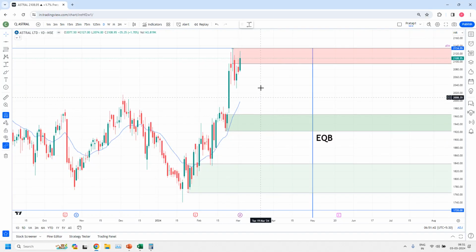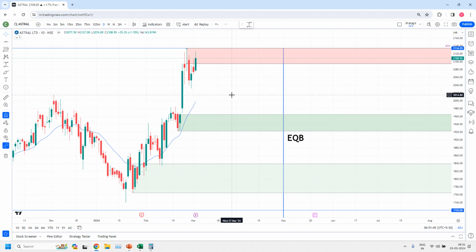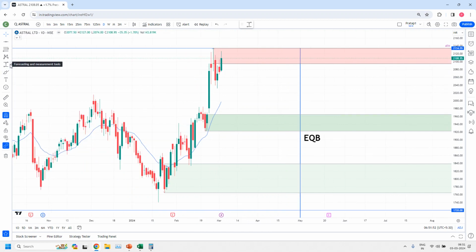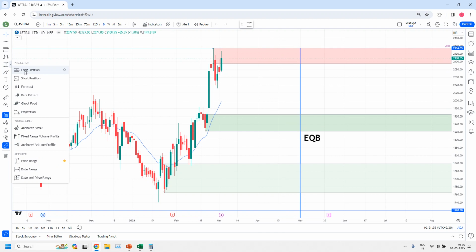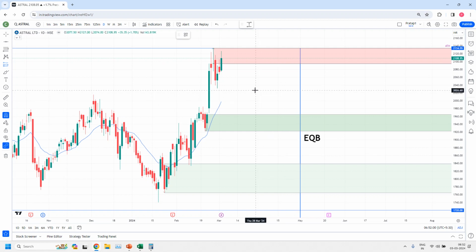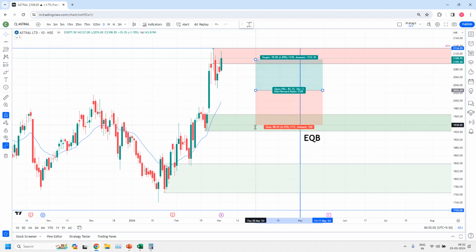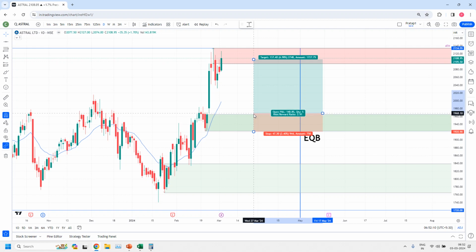Next one is RR, risk reward. What is the risk reward? From this demand zone till this supply zone, what could be the risk? Here let us use the long position for calculating, because now we are going for a long trade. Selecting the long position, adjust the values here. Your entry point should be somewhere here, near to the zone, and this will be your target.